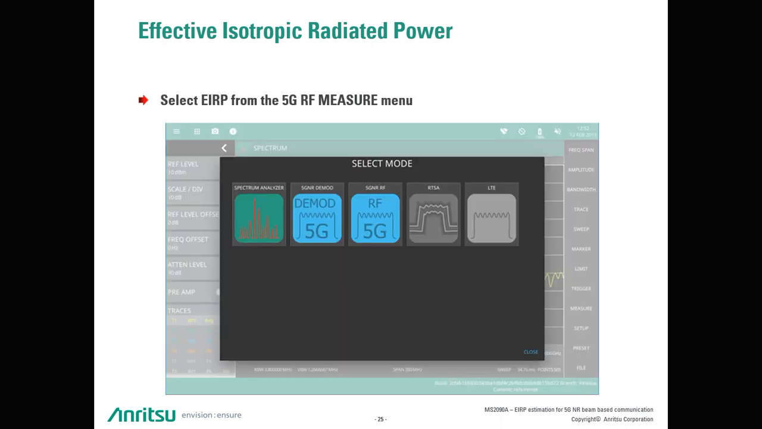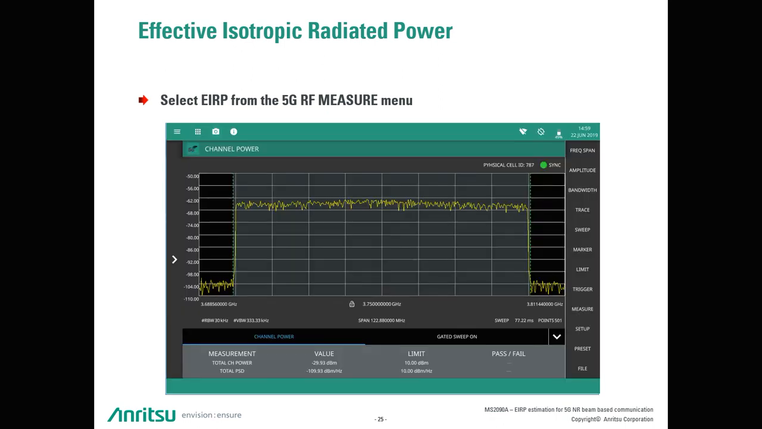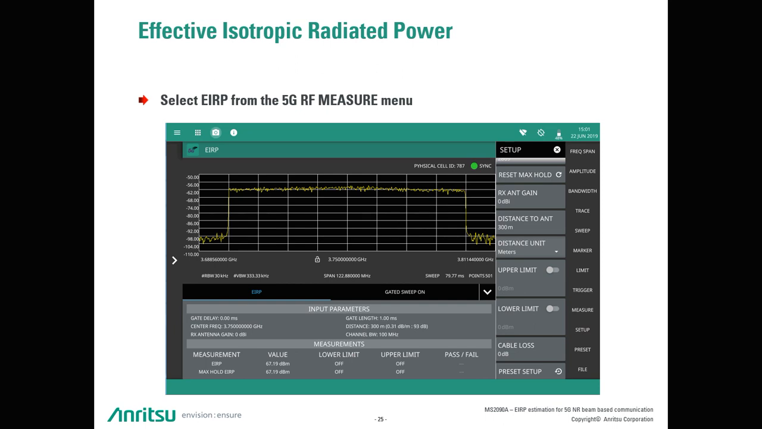Select the 5G new radio analyzer mode and select finally the channel power menu. After you have set the correct signal parameters, you can see that the green button in the top right corner is becoming green. This is indicating that the Field Master Pro has synchronized with the time domain duplex signal. Now you can switch to the EIRP menu.